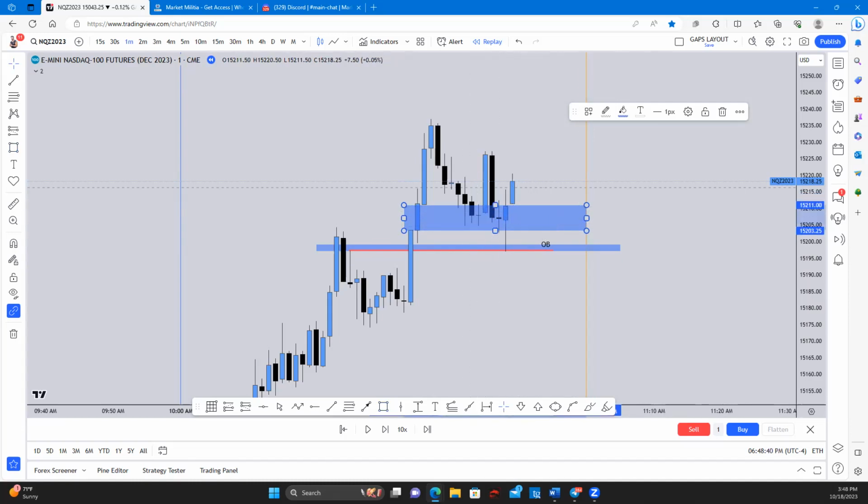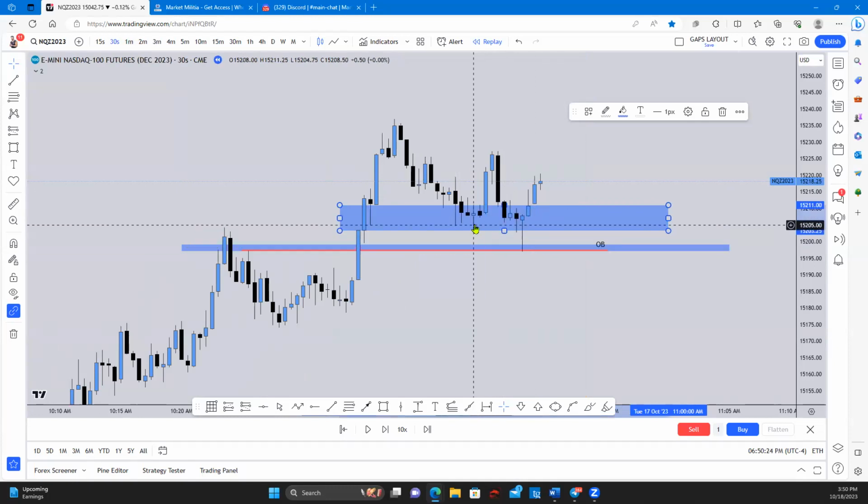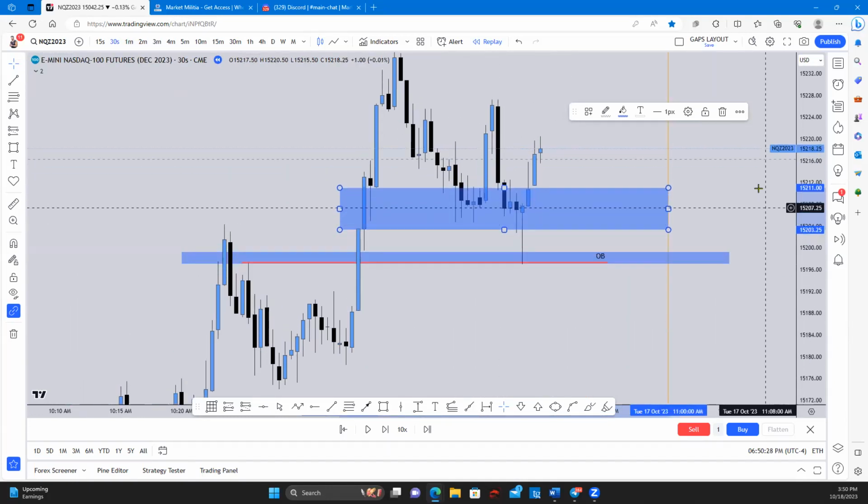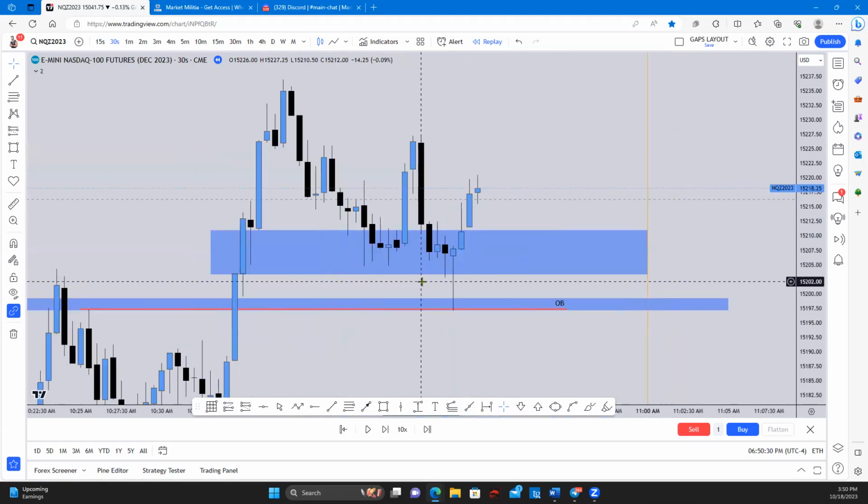That we bounce off of. So we drop down into the 30-second time frame. We can see, okay, we're going to wait for internal liquidity to be swept here, right? So we have these lows put in. We get a nice sweep of liquidity.